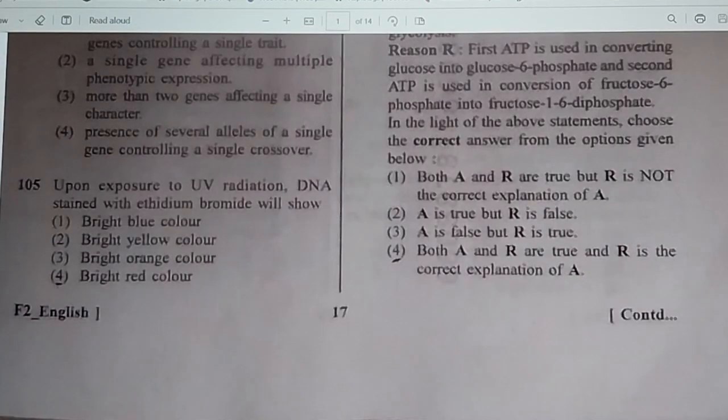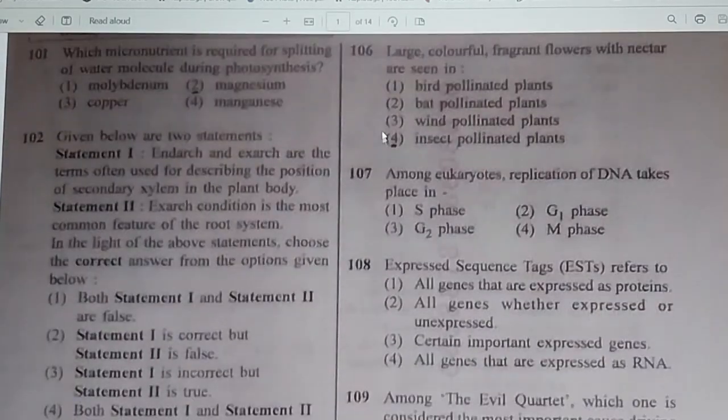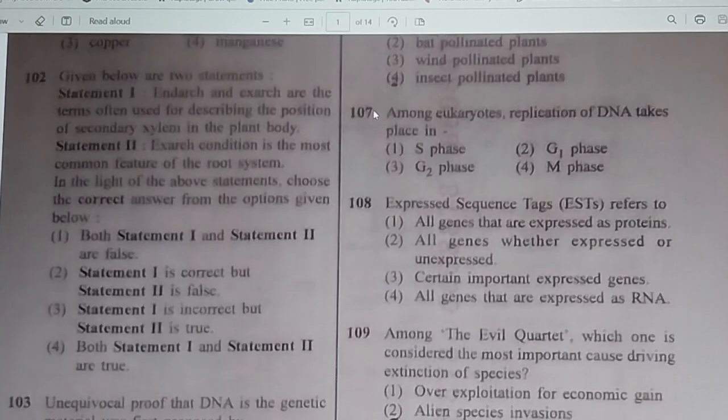105, exposing DNA stained with ethidium bromide to UV radiation will give you the orange color, which is option C. So let us see the 106 question. Large colorful fragrant flowers with nectar are to attract the insects. You know the insects are pollen robbers and nectar robbers.